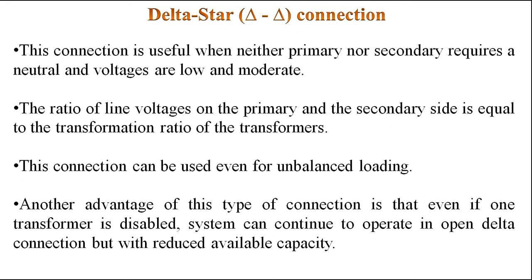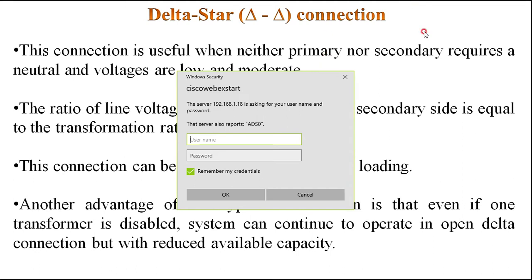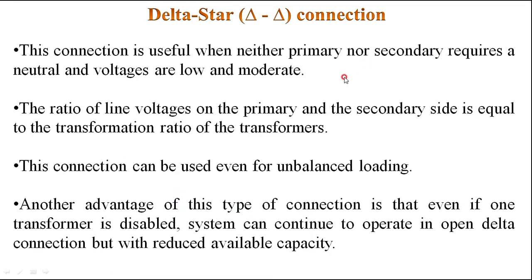as the transformation ratio. This connection can be used even for unbalanced loading, that is, it is capable of handling unbalanced loading also. Another main advantage of this type of connection is that even if one of the transformers is disabled or faulty, the system can continue to operate in an open delta connection but with reduced available capacity. That means if any one of the transformers in the bank is not operative, disabled, or faulty, then the system can be operated with the two transformers at reduced capacity.